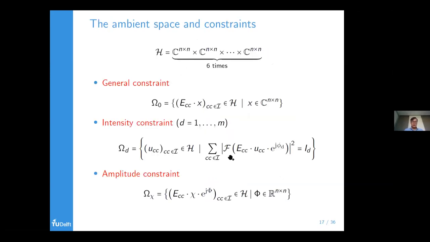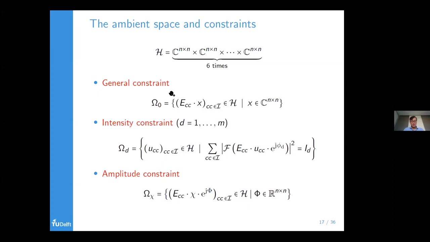So to formulate the feasibility problem model of phase retrieval, we need to describe all the constraints in the same ambient space. Because the vector imaging model has 6 components, the ambient space is defined as a product of 6 components like this one. And now we describe all the constraints of this problem.